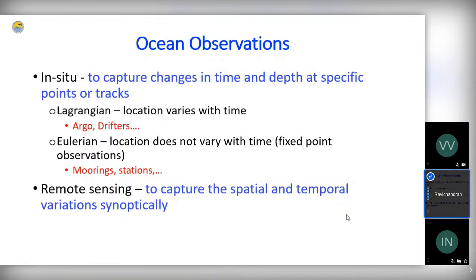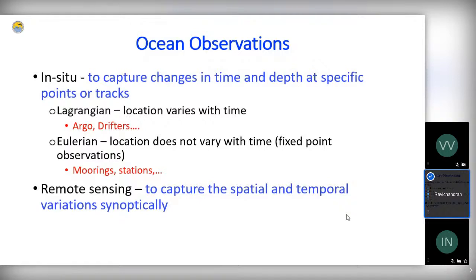Ocean observation consists of two major components. One is in-situ observations, which basically capture changes in time and depth at specific points or tracks. The other is remote sensing, which captures spatial information with temporal variations optically. Of course, from remote sensing we are able to get only surface information, or an integrated ocean column.